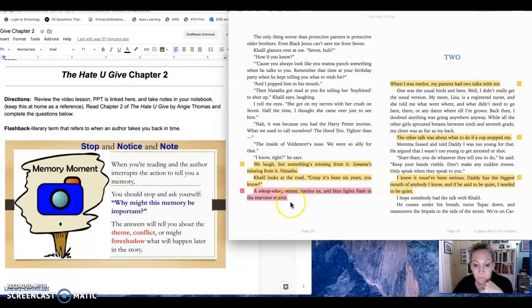Remember, the end of chapter 1 stopped with a whoop whoop sound startles us and blue lights flash in the rearview mirror. Star, our main character, is in the car with Khalil, a childhood friend. He's driving.